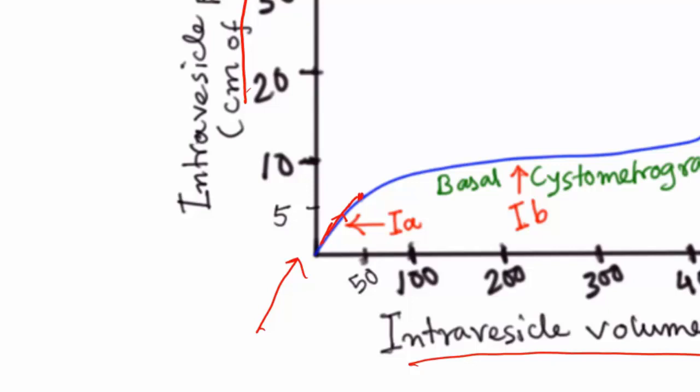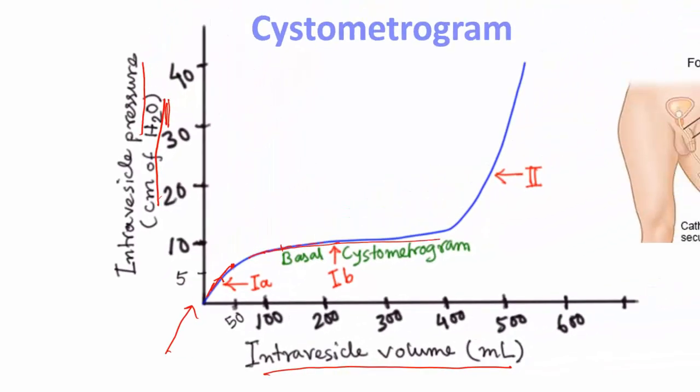After that, when we infuse another 50 ml and so on, another 50, like this, the pressure change is minimal, or we can say an almost constant level of pressure is maintained in this region. It is called phase 1B.